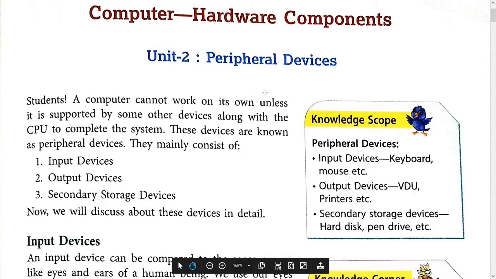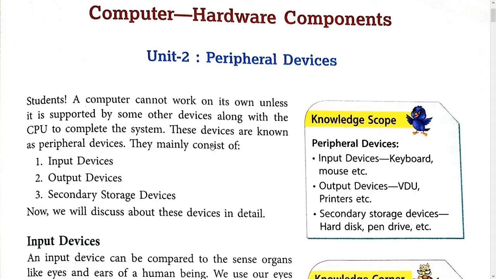Till now we have learned about chapter 1 unit 1. Today we will learn chapter 1 unit 2, that is peripheral devices. What do I mean by peripheral devices? Peripheral devices means all the input devices, output devices and secondary storage devices altogether are called peripheral devices.